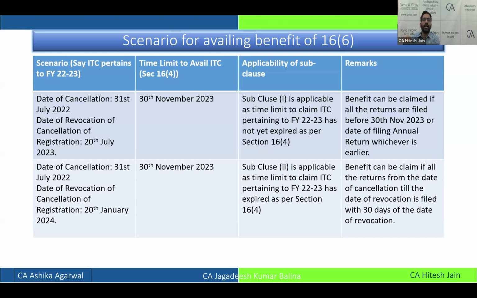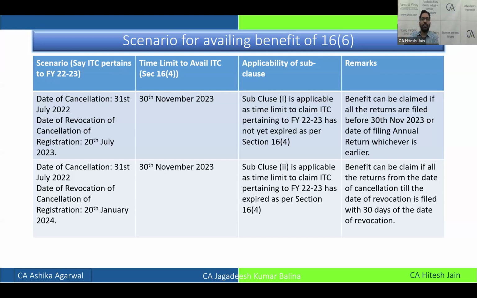Now, what is important here is to see the date of revocation. Date of revocation is 20th July 23. So I can still claim my ITC as per 16 subsection 4. Therefore, I have written in the remarks that benefit can be claimed if all the returns are filed before 30th November 23 or date of filing annual return, whichever is earlier. In this case, subclause 1 of 16 subsection 6 will be applicable.